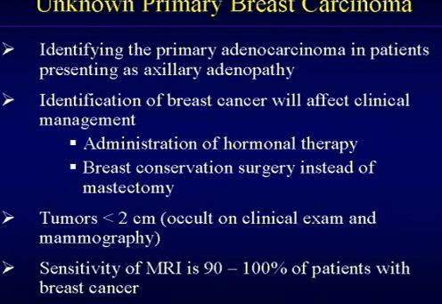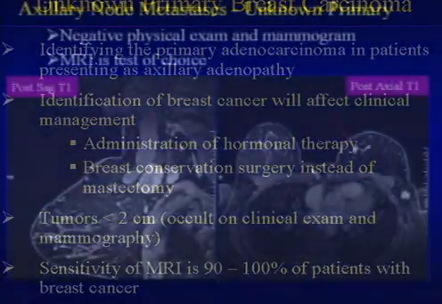What have we found so far? On MR, the tumors are small, all less than 2 centimeters, which explains why it is usually occult on clinical breast exam and mammography. And the literature shows that the sensitivity of MR in this select population is very high, from 90 to 100%. Here are some examples.